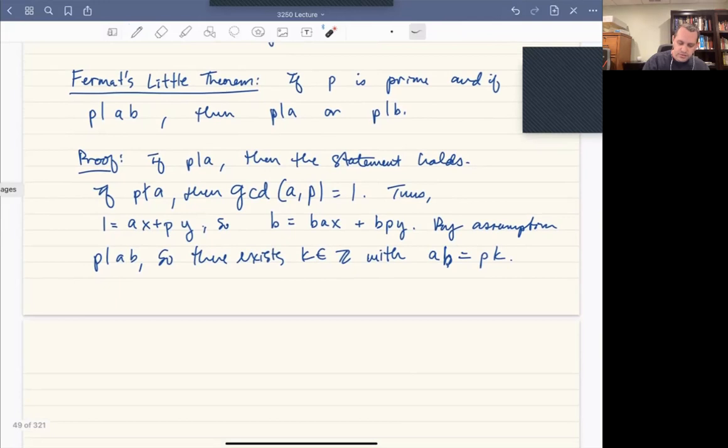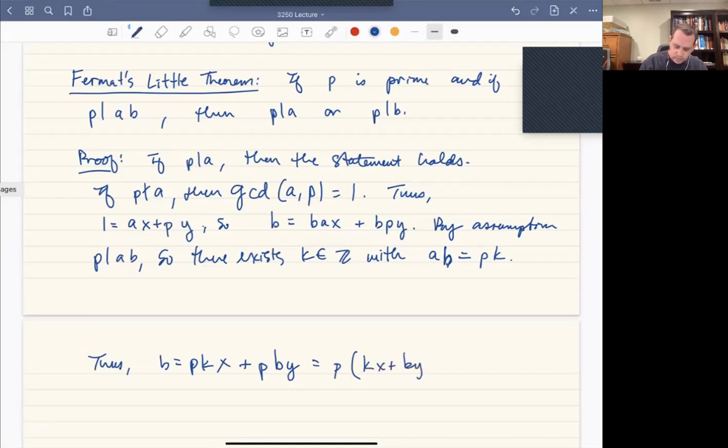And therefore, if I take this equation, B is equal to BAX plus BPY, it follows that B is equal to PKX plus PBY, where I replaced AB with PK. And the point here is that you can factor P out of the right side. So the right side is P times (KX plus BY), and therefore P divides B. There's something very useful about Bézout's little theorem in that it cuts to the heart of all of these division statements. So it'll be very useful for us going forward. So if P is prime and P divides a product, then P divides A or P divides B.